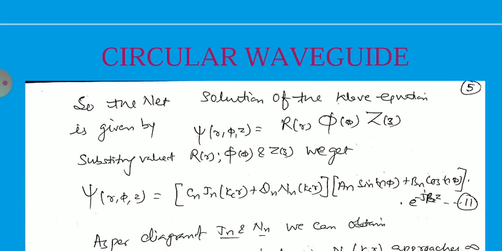So the net solution of the wave equation is given like this: psi(r, theta, z) equals R(r)Phi(phi)Z(z), which we assumed. We have got the solutions of all three functions. Substituting R, Phi, Z, finally we obtain psi(r, phi, z) equal to [Cn Jn(kcr) plus Dn Nn(kcr)] multiplied with [An sin n phi plus Bn cos n phi] e raised to power minus j beta z.